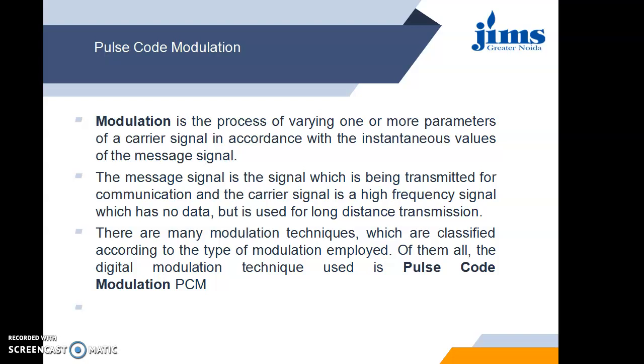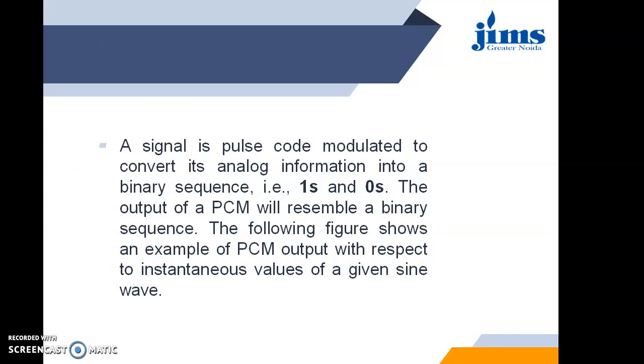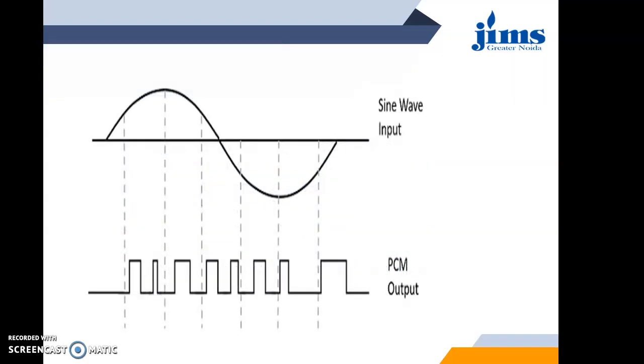There are many modulation techniques which we can classify as analog modulation and digital modulation, where pulse code modulation is a technique that comes under digital modulation. Pulse code modulation is used to convert the analog signal into binary sequences, that is ones and zeros. So the output of a PCM system will always be a binary signal. We can show the waveform of a PCM system, where the sine wave is the input and the output is a digital signal which may have different time durations and pulse widths, and the output is always in binary form.